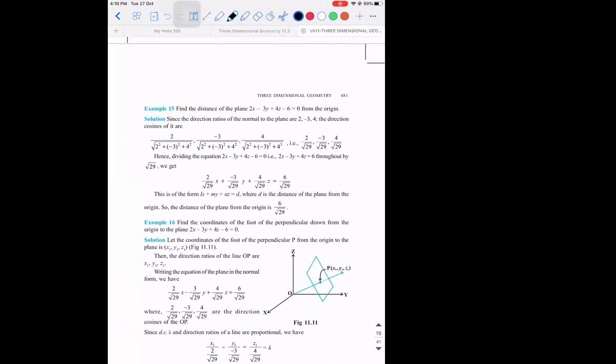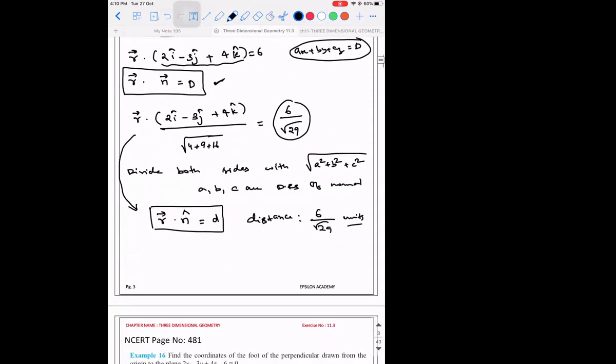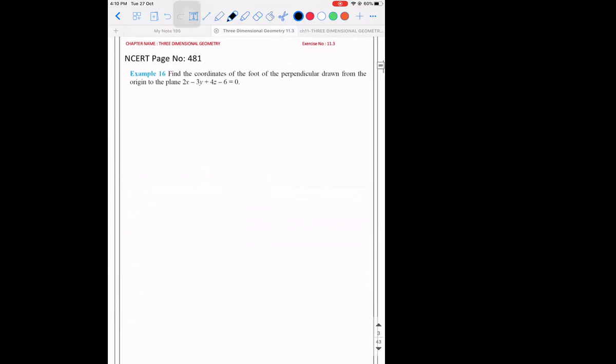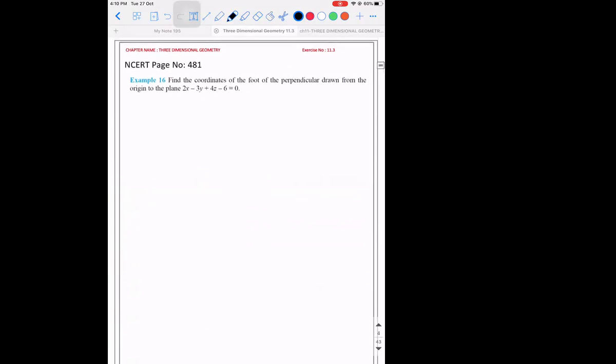So let's go. Next. This is the one I told you, right? There will be a problem based on foot of the perpendicular. Find the coordinates of the foot of the perpendicular drawn from origin to the plane 2x minus 3y plus 4z is equal to 6. Okay. So try to visualize it. I'll take a plane like this.